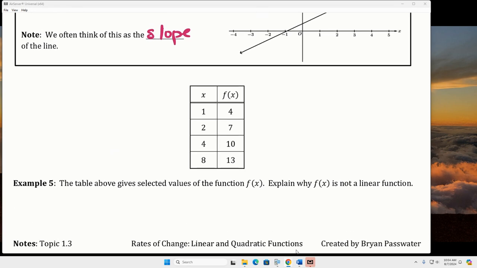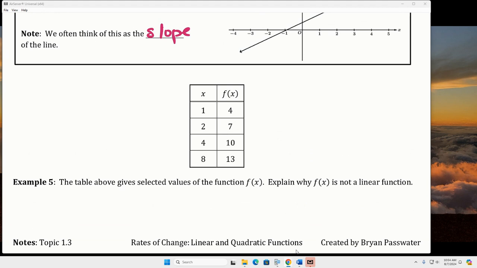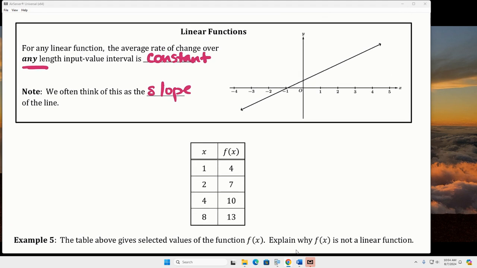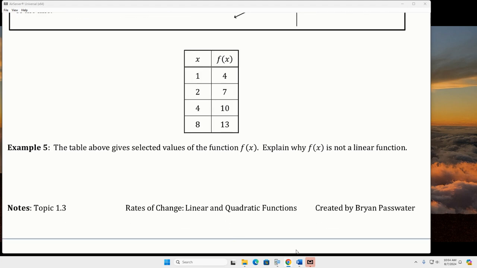So on example 5, we are going to use the idea that the average rate of change is constant for a line to explain why this is not a line. Now, yesterday on all the little average rates of change, we did the fractions where we subtracted and subtracted. And I want you to do that in situations where you have to show your work. But on these, I'm okay if we just look and see how much each part changed.